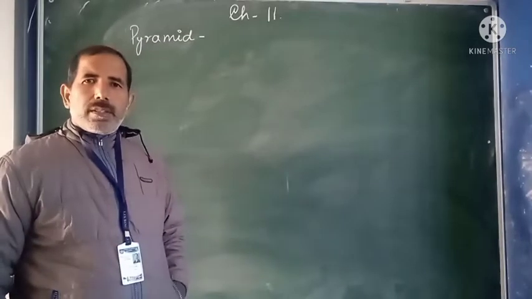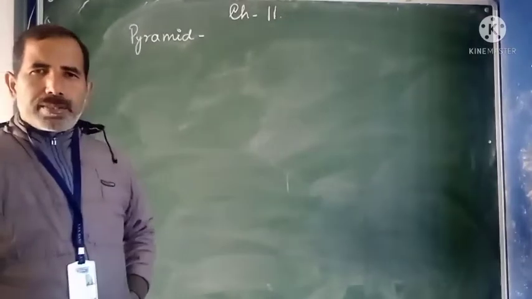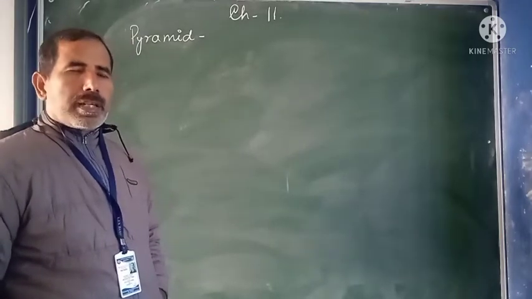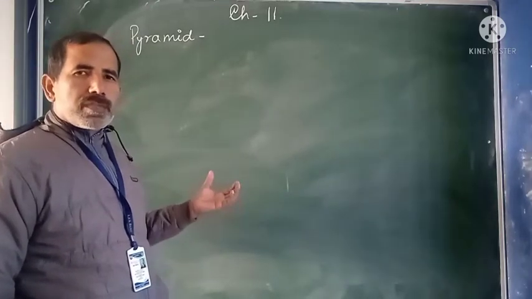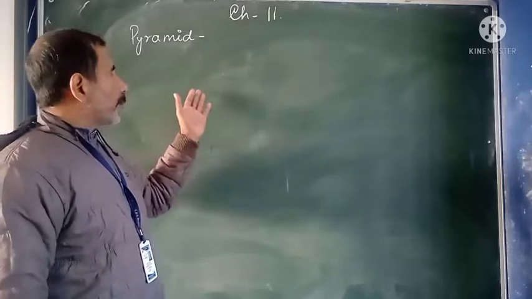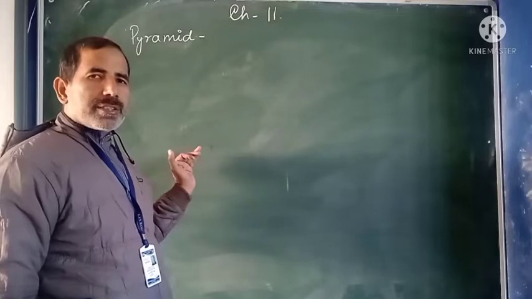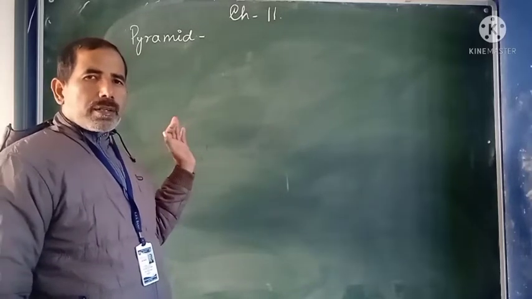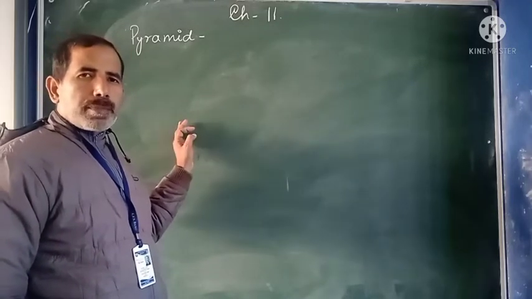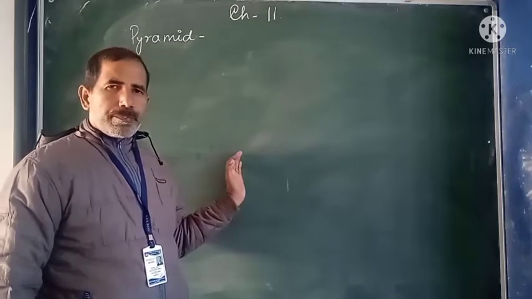Hello students, in this video we are going to discuss the pyramid and prism. Pyramid and prism both are 3D shapes, like cuboid, cube, sphere, cylinder and cone. We will discuss the pyramid and prism, and we will also discuss how we can find the number of edges, vertices and faces in pyramid and prism. The classification of pyramid and prism we will also study in this video.